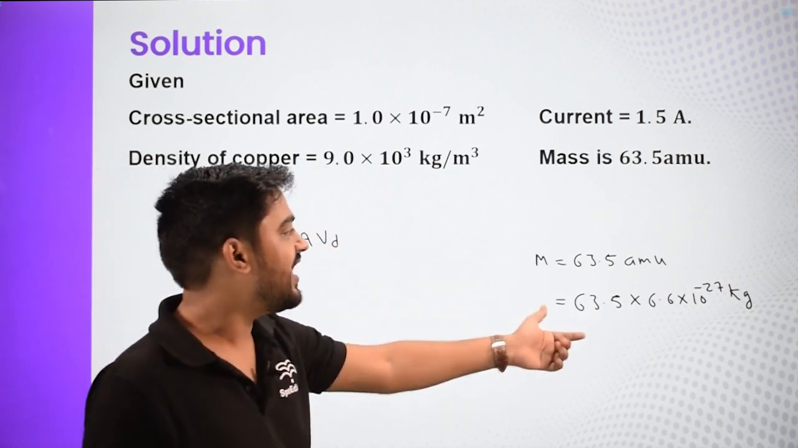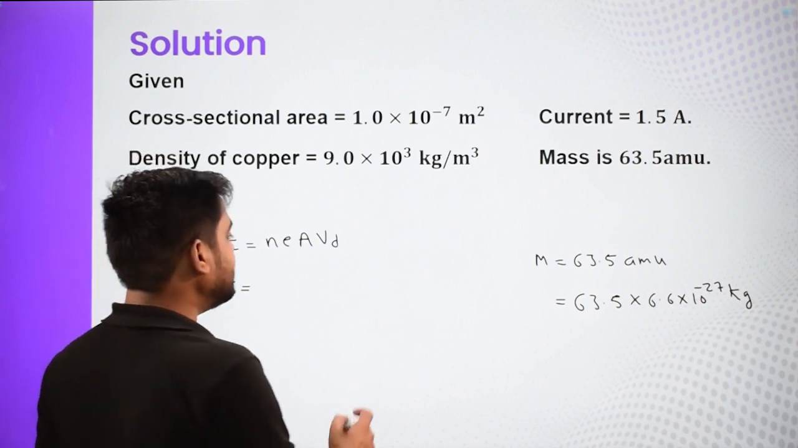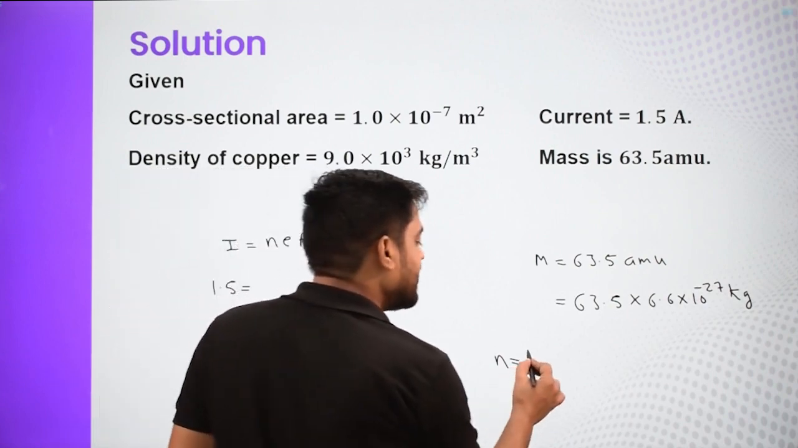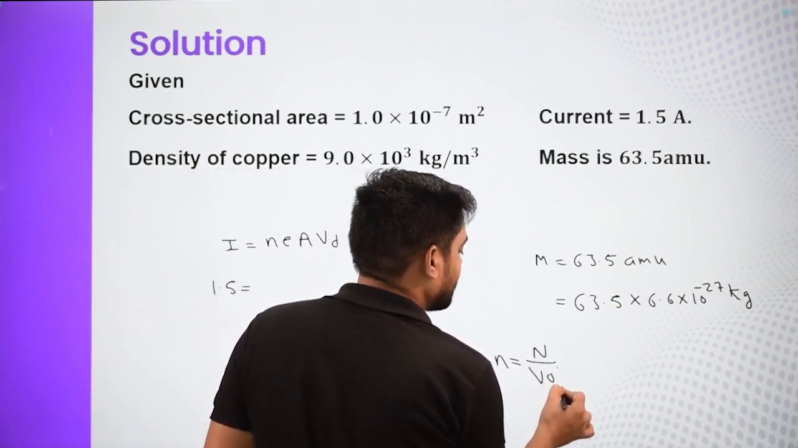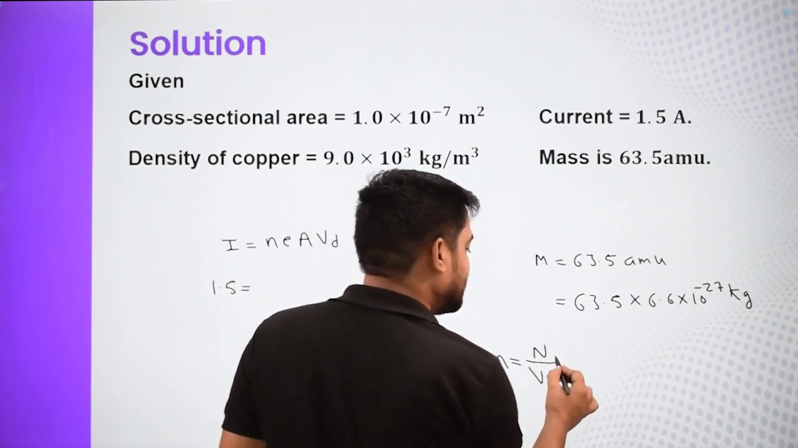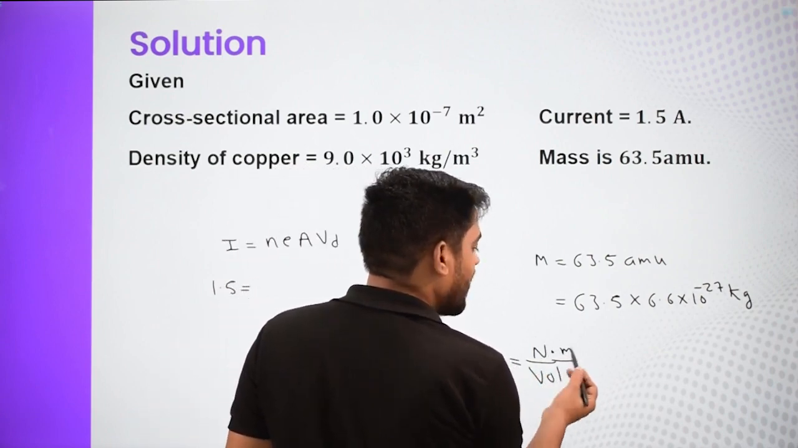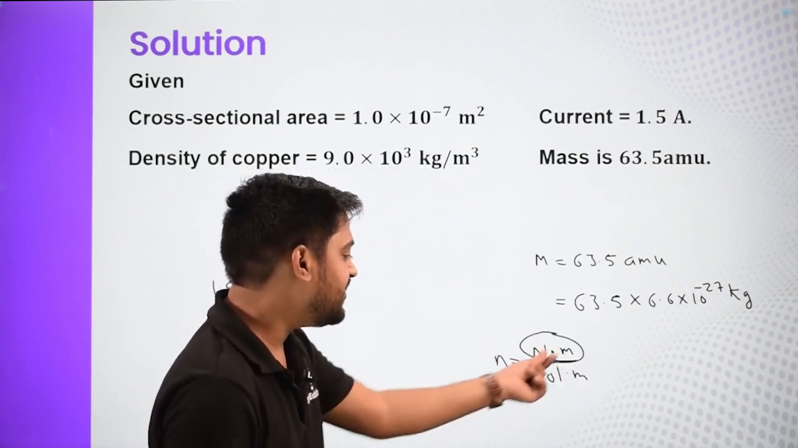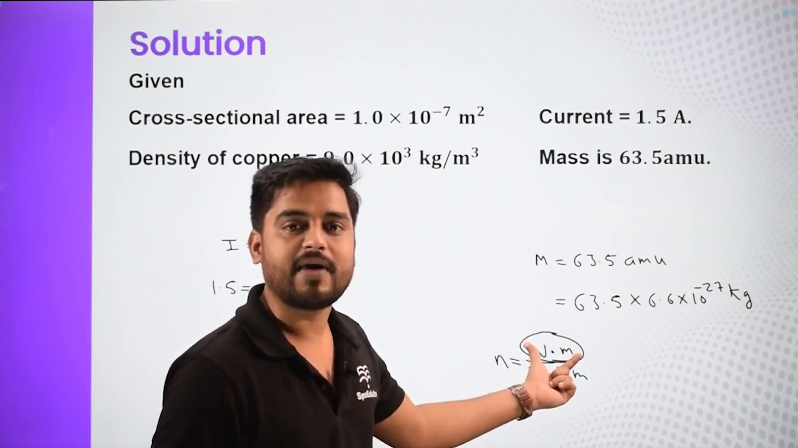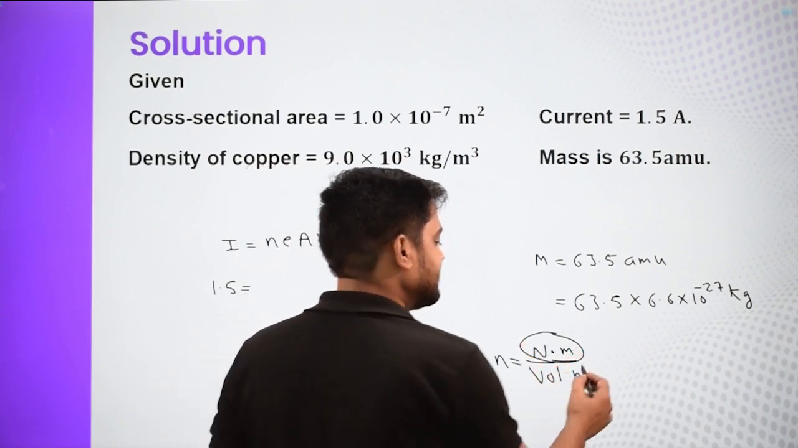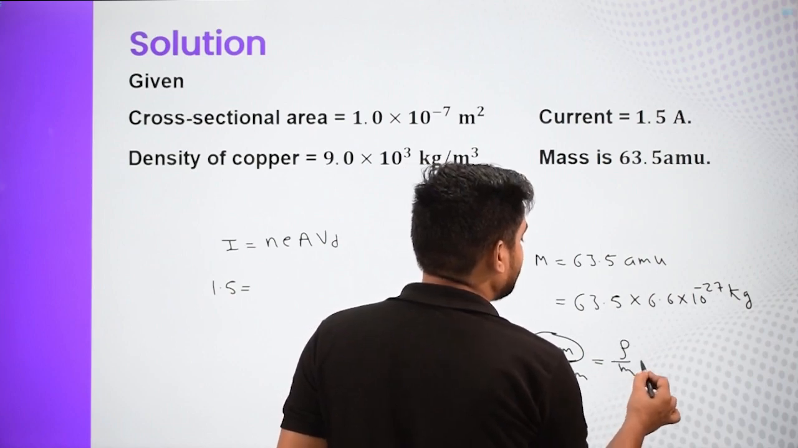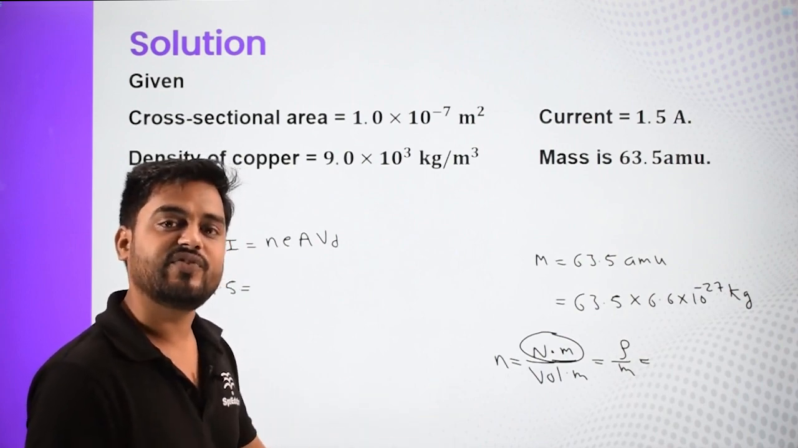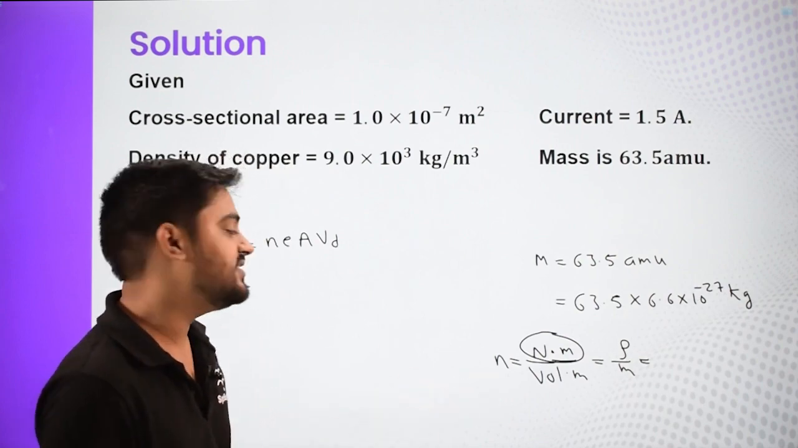Density is mass per unit volume. So I am saying that the number density of electrons is basically the number of atoms per unit volume. If I multiply and divide by the mass of each atom, mass of each into total number of atoms is the total mass, so this is total mass upon total volume, which is the density. So density upon mass of each is my total number of copper atoms per unit volume, and each one is contributing 1 free electron. So that is the same as the number density of free electrons.